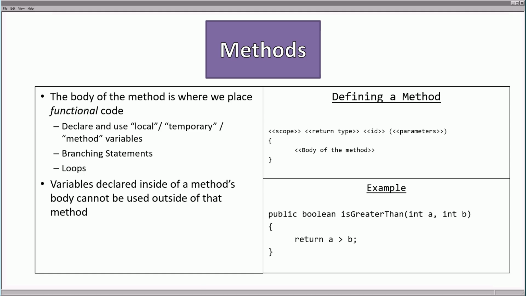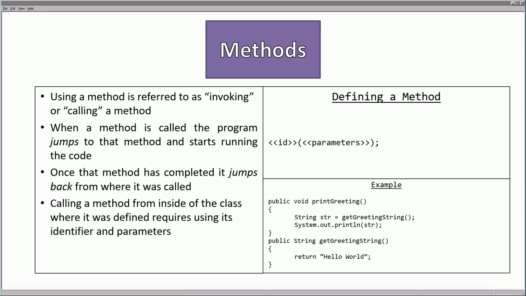And finally, the body of the method is where we place our functional code. Again, this is where we declare variables, and we call them local, temporary, or method variables. Keep this in mind. Wherever you declare a variable inside of the body of something is where it exists. So if we were to declare a variable inside of this method, that variable only exists inside of this method. Now this is also the place where we put branching statements, loops, and every other type of statement that we've learned so far.